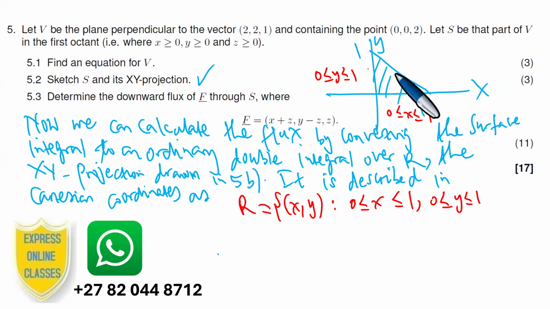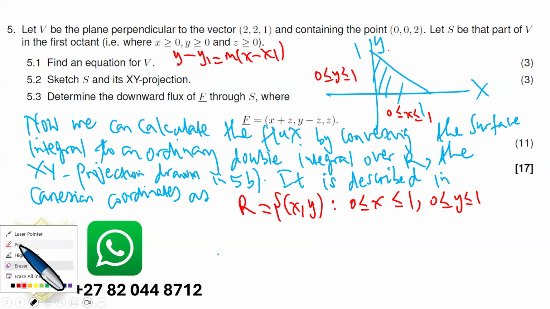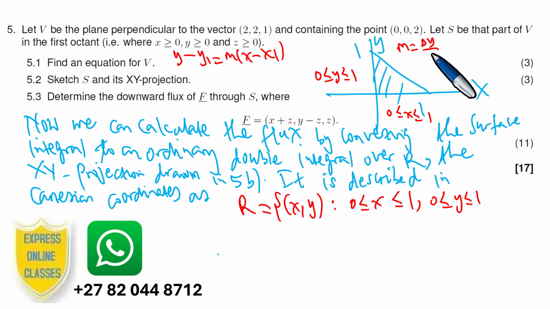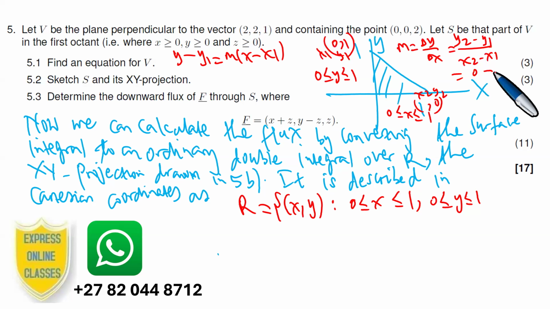But we can find the equation of this line. How do you find the equation of a line? You use y minus y1 equals m times (x minus x1). So what you do is you find the gradient. The gradient of a line is change in y over change in x. This point has the coordinates 1 and 0, this one 0 and 1. Which means y2 minus y1 over x2 minus x1. y2 is 0, y1 is 1, divided by x2 is 1, x1 is 0, which is minus 1. So that is the slope.